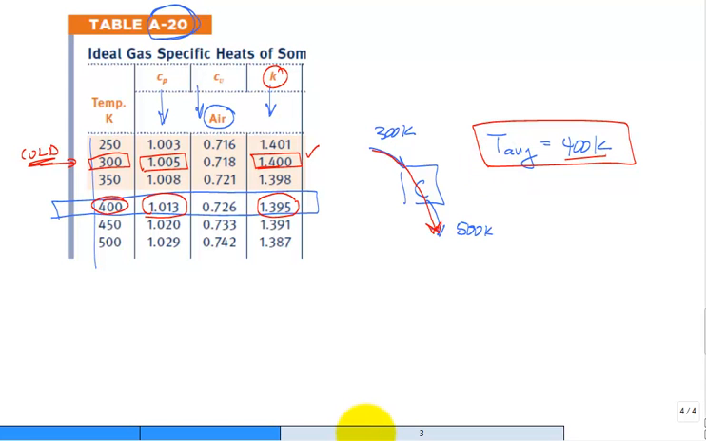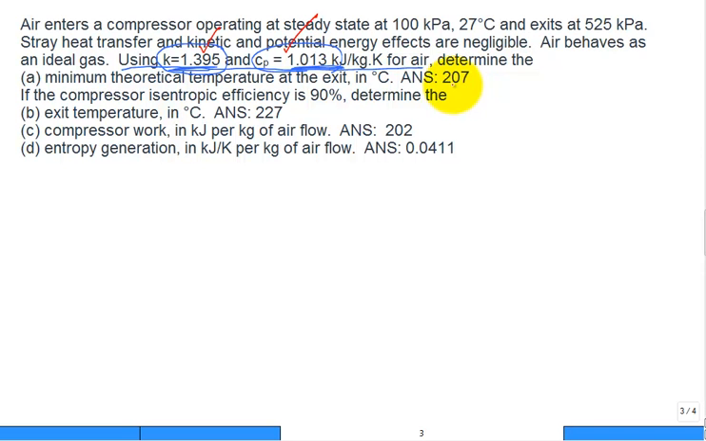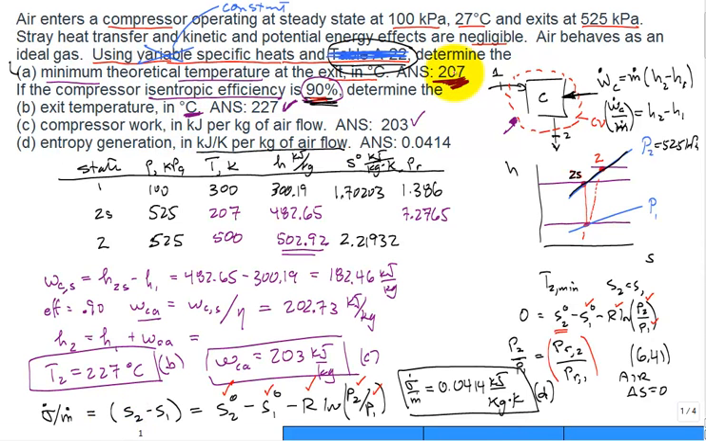So what I want to do is not jump around too much, but this answer right here for the minimum theoretical temperature at the exit, 207. Let's take a look at what it was accounting for variable specific heats, 207, the same thing. How about the exit temperature?